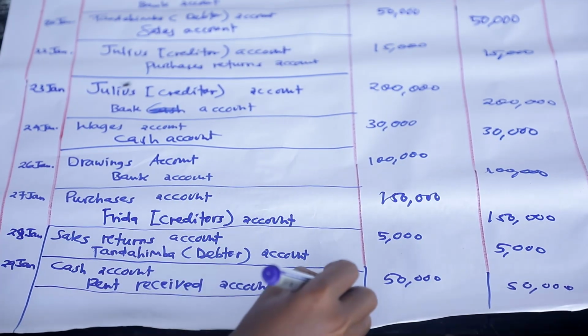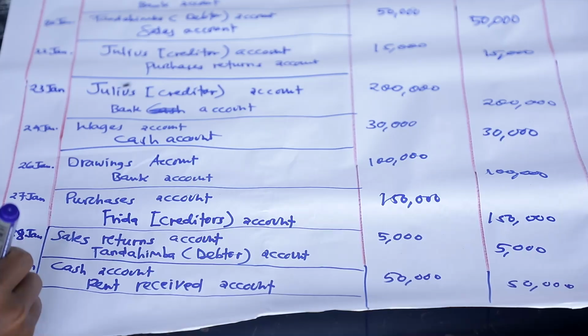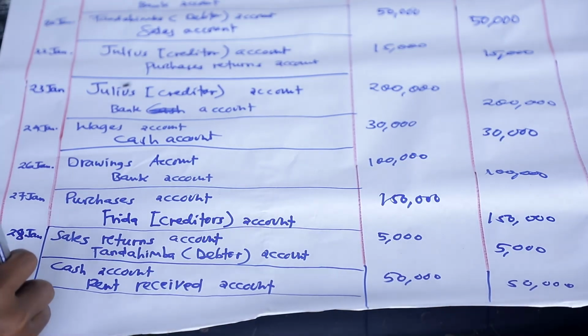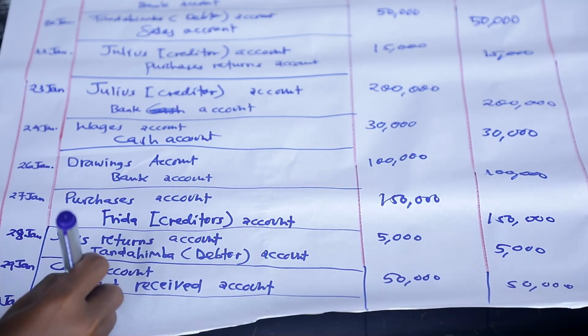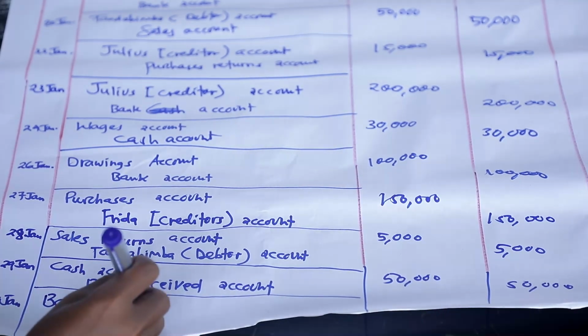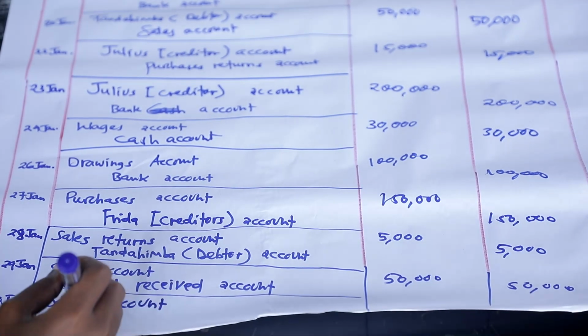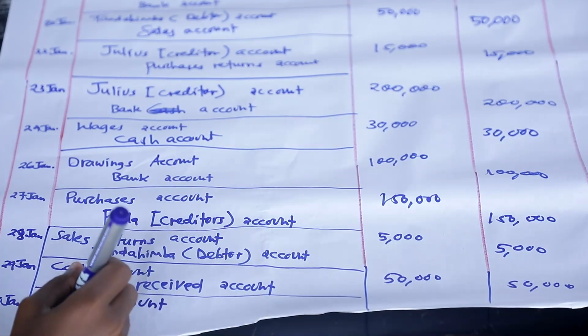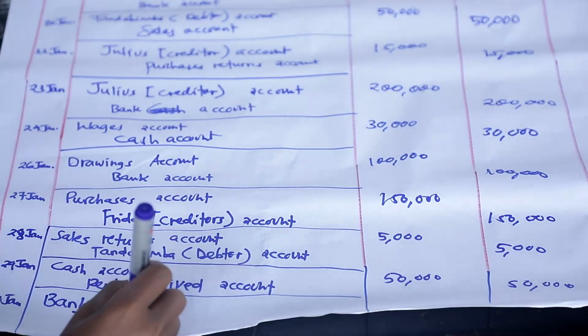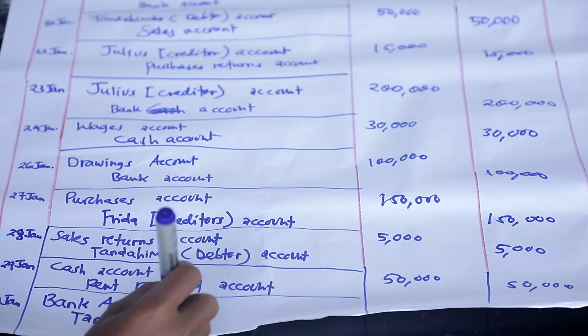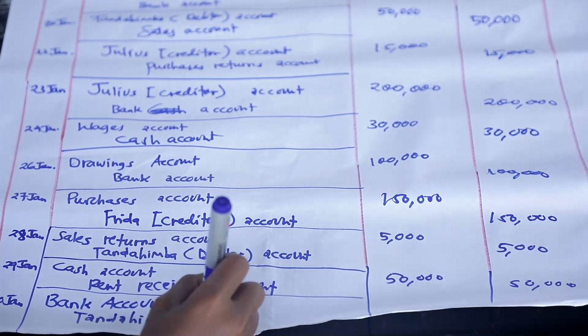Hivyo ndivyo. So last day will be on 30th January. Received the payment in terms of cash from Tandaimba. So Tandaimba ametulipa, so we are going to debit bank account because ametulipa kwa check. So we are going to debit bank account and we are going to credit Tandaimba account, maana debtors wamepungua. Tandaimba who in bracket is a debtor.